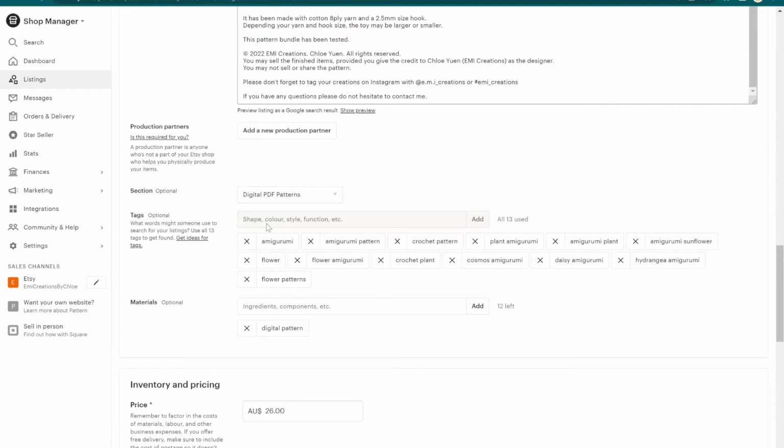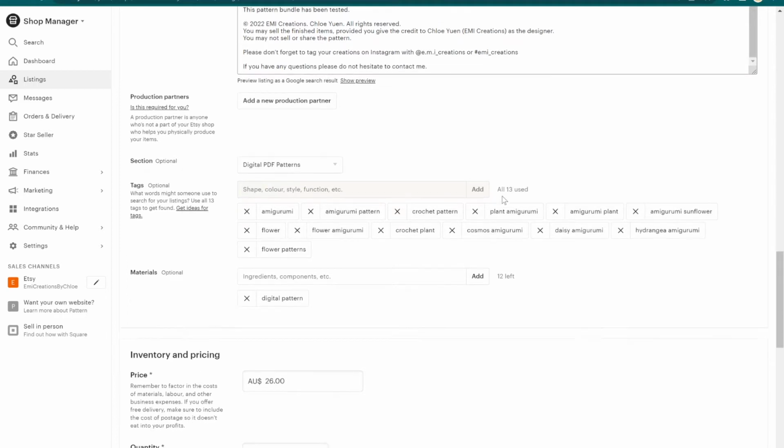So keep it concise. There is a word limit that you can use here. I think it's like a limit of 20 characters, I think. But try and be concise. Try and list all the keywords that relate to your pattern. And hopefully, people will be using those words as well when they are searching your item in Google or in Etsy. And hopefully, it will appear, and your pattern will be the first one to pop up when they are searching for a particular product.